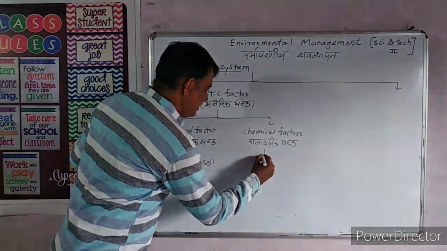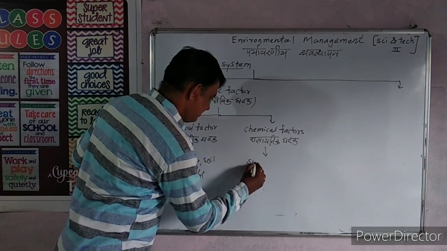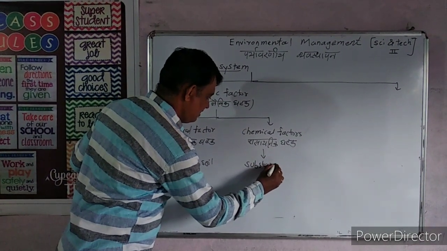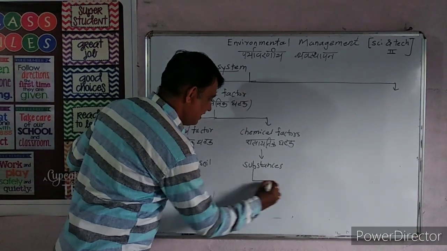In chemical factors, the examples are substances. Substances are again of two types.